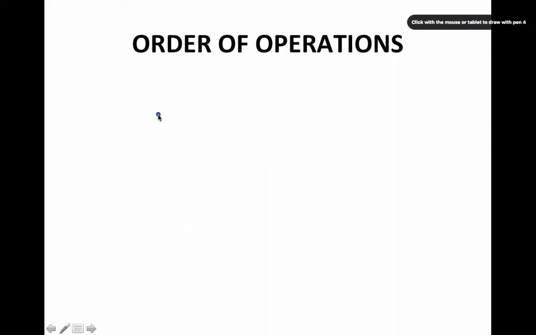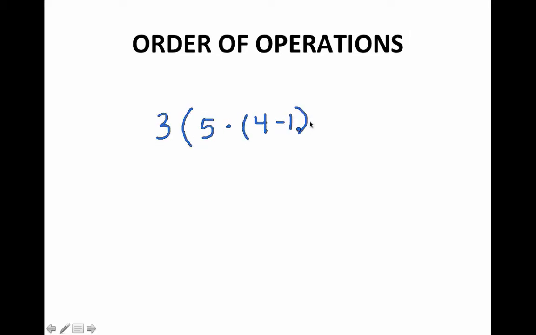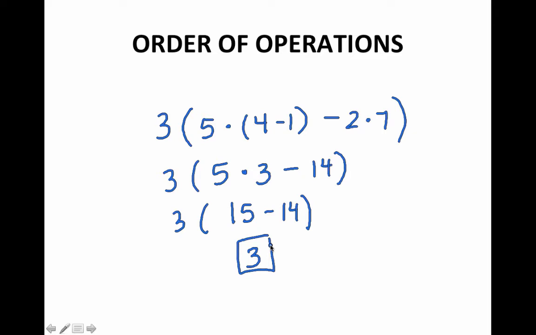Let's simplify this problem. Pause the video, simplify this problem using the order of operations, and press play when you have your answer. So you should get 3. This approach works really well on real numbers when you can perform the operations between the parentheses.